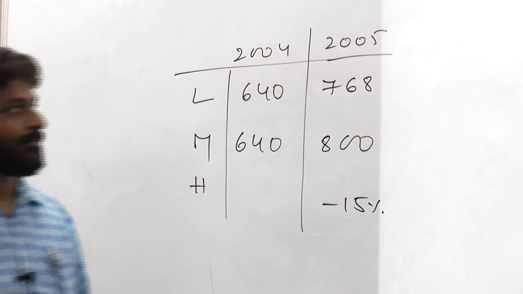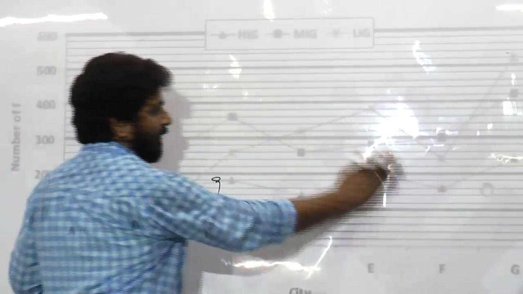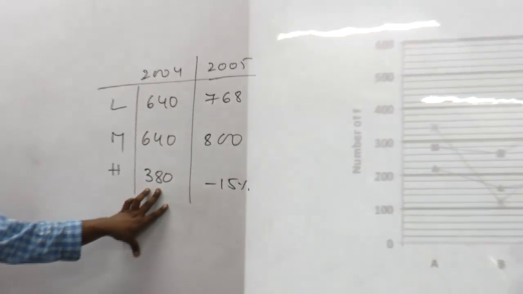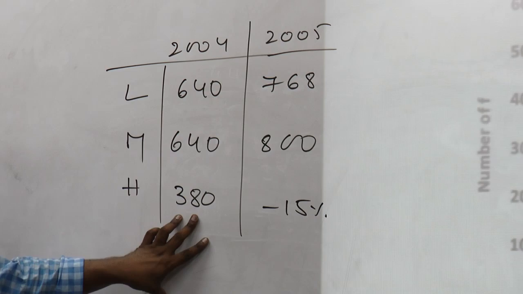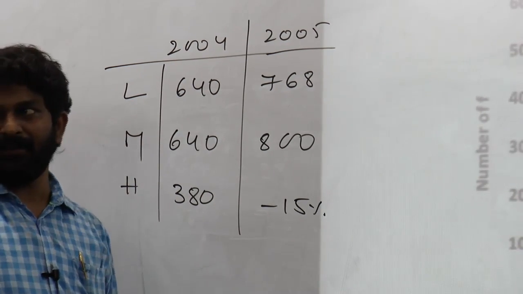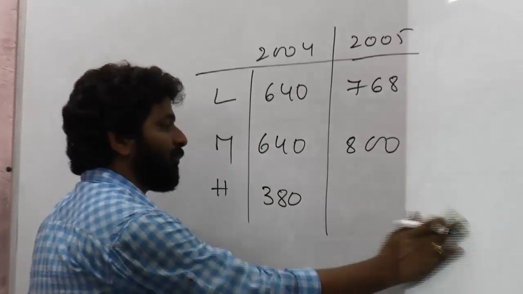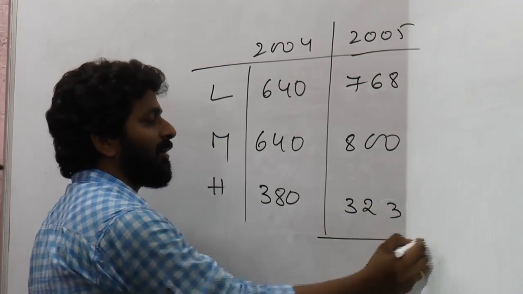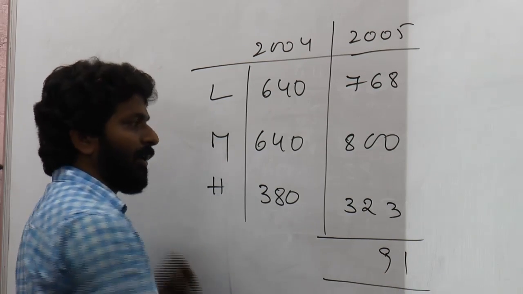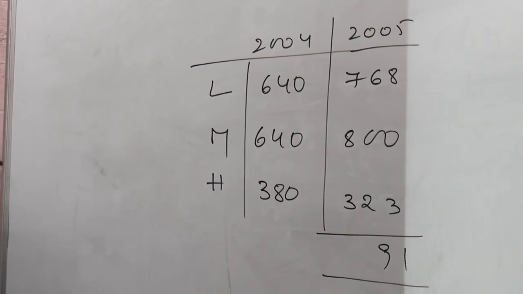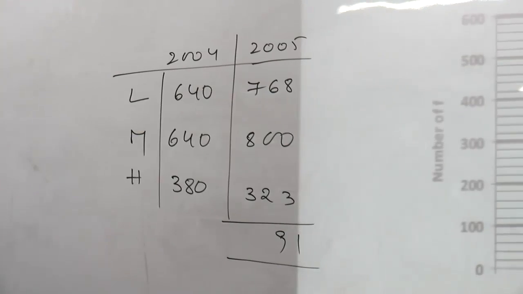Now HIG. Here it is 9 and 10, so 19. 19 times 20 is 380. Now 380 decreases by 15%. 10% is 38, half of that is 19, so 57. It decreases by 57. Subtract 60, add 3, so 323. Your answer should end with 91. How many options are there? Only one: 1891 is the answer.